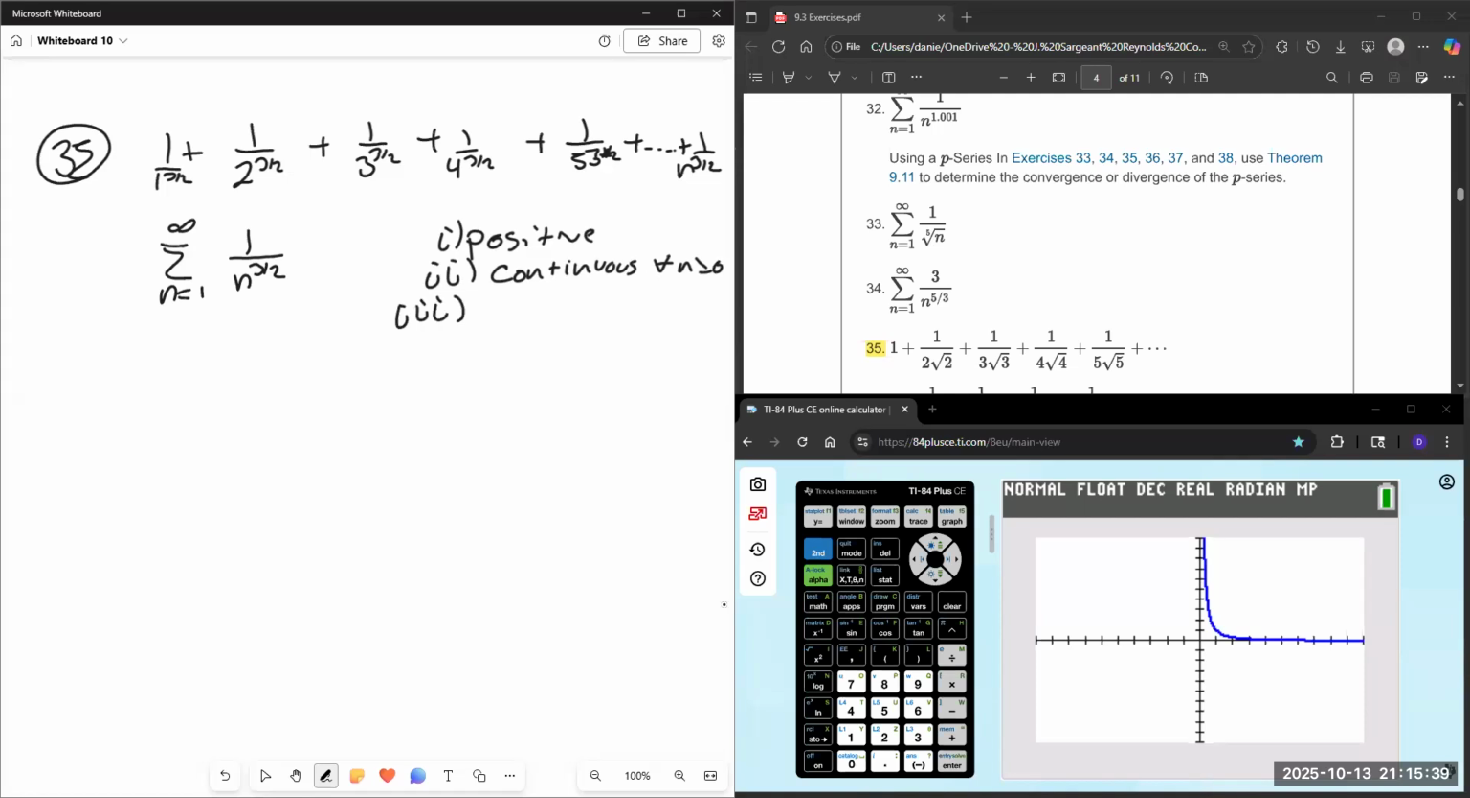Decreasing. Let's establish that f of n is equal to n to the negative 3 halves. f prime of n is negative 3 halves n to the negative 5 halves, which is equal to negative 3 over 2 times n to the 5 halves. And n to the 5 halves will have to be positive, 2 is positive. Negative 3 divided by that positive number is going to be a negative number, meaning that this is going to be decreasing on 1 to infinity.